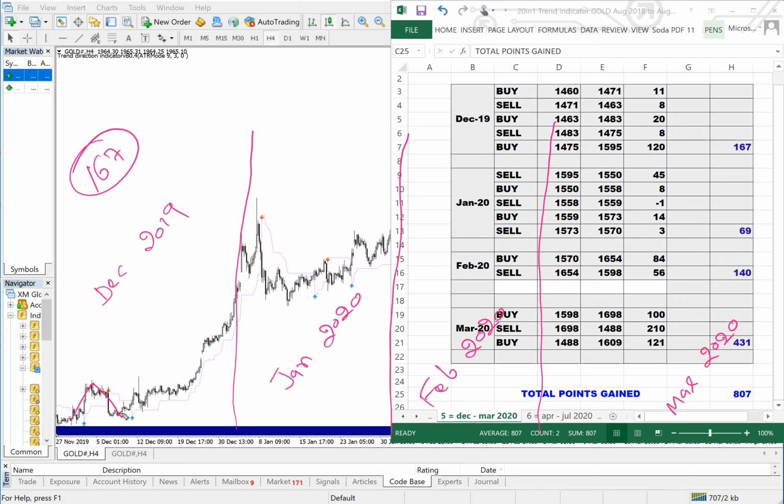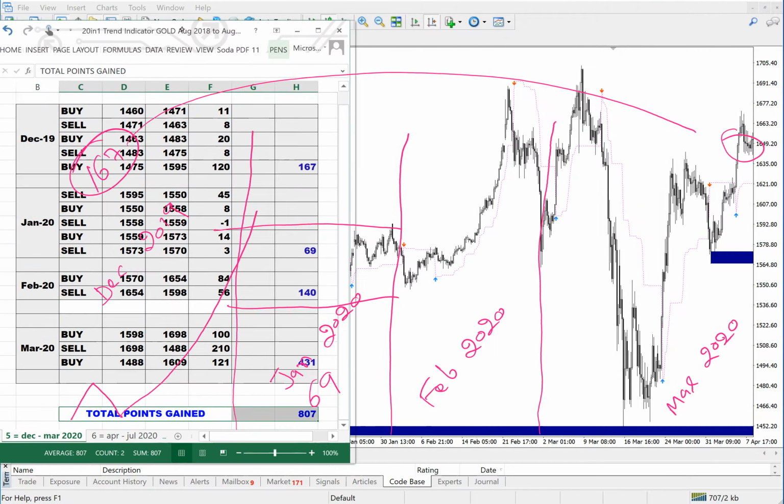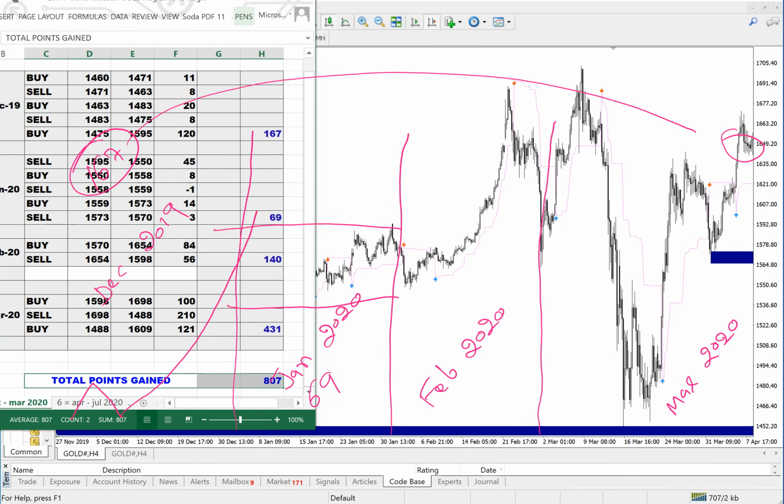So using this the profit was 160 using only 3 to 4 entries, 167 points gain, which you can verify here. In the January month it was 69, as it was in a consolidation period. You can check here, it was consolidating. Now if you can see, in February it gave a huge profit of 140 points. Why? Because this movement was there. 140 points of gain.